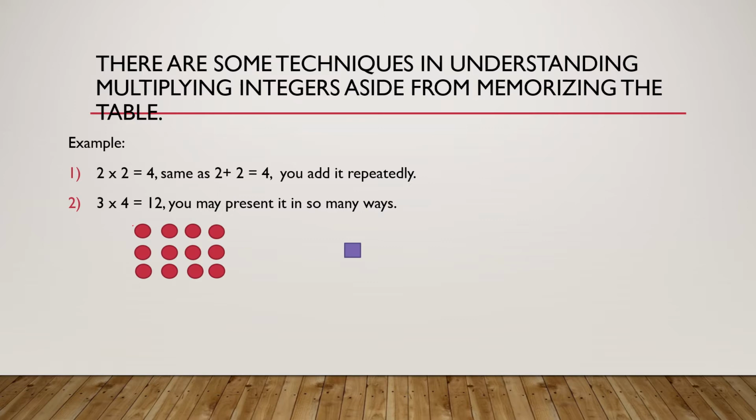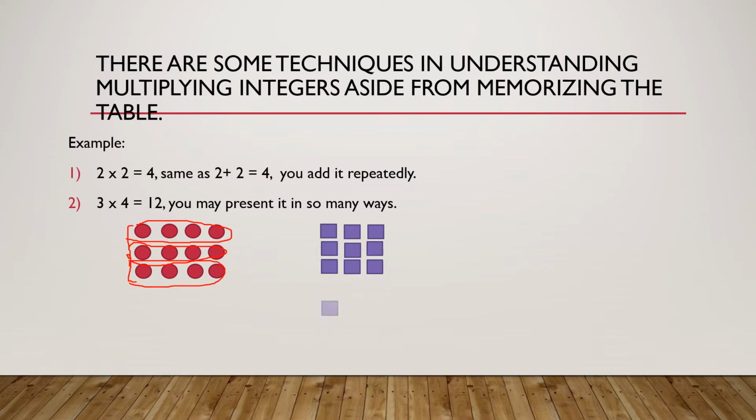3 groups of 4s. Okay, so 1, 2, 3. So we have 3 groups of 4, no? 3 groups of 4 chips. So if we are going to count that, 1, 2, 3, 4, 5, 6, 7, 8, 9, 10, 11, 12. No? So in other words, mathematics can be shown not only by memorizing the table, but also you have to understand.